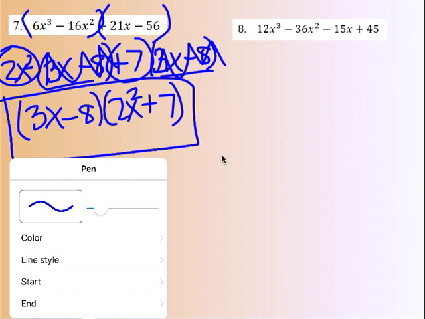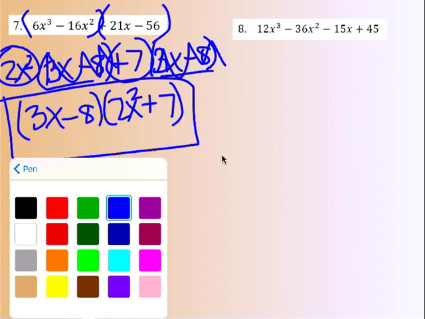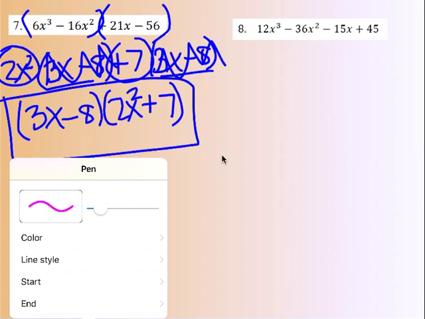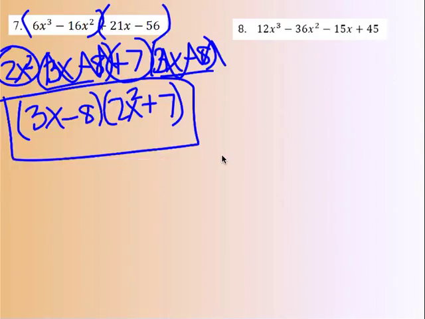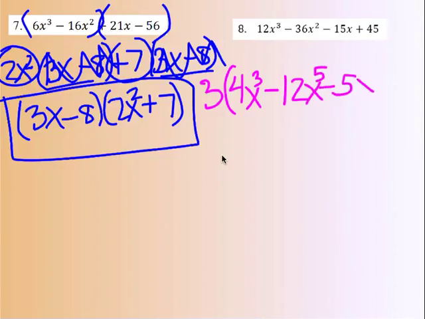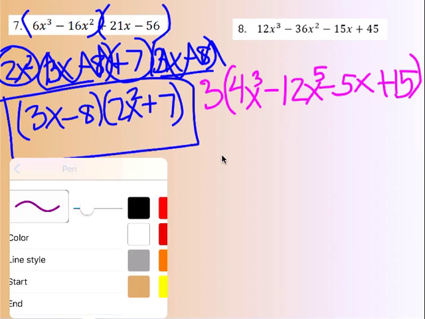So taking a look at number 8, what I notice is that 12, 36, 15, and 45 are all divisible by 3. So I'm going to start this off by taking out a greatest common factor of 3. So 12 divided by 3 is going to give me 4x cubed. And then negative 36 divided by 3 is going to give me a negative 12x squared. 15 divided by 3 is a negative 5x. And 45 divided by 3 is going to give me 15. So now that 3 is my little sister, and I can ignore it till the very end of the problem.